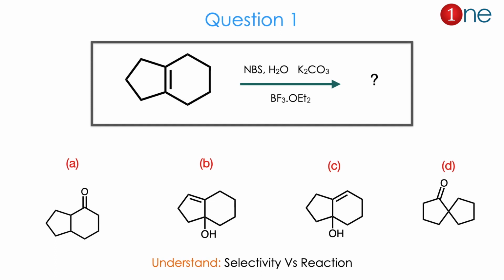Let us see question number 1. The starting material contains a 5-member and 6-member ring system, with a double bond on the fused carbons. Here you are using N-bromosuccinimide, water, base and BF3. Here they ask you to find the products. The products are mostly alcohol, ketone, or a conjugated alcohol becoming a ketone. Here ring size also differs, whether ring contraction occurs or just a substitution reaction. Here you have to understand that selectivity versus reaction is the real question.